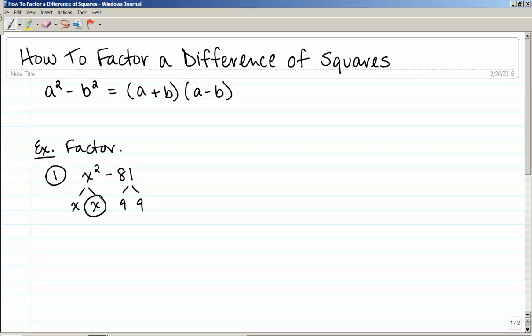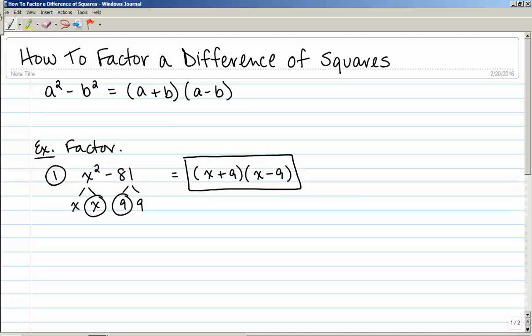So I do indeed have a difference of squares. So I'm going to take the x, take the 9, and put them into parentheses, one with a plus and one with a minus, and that's my final answer. If you wanted to check this, you would FOIL it, and when you do, you find out that you do indeed get x squared minus 81.